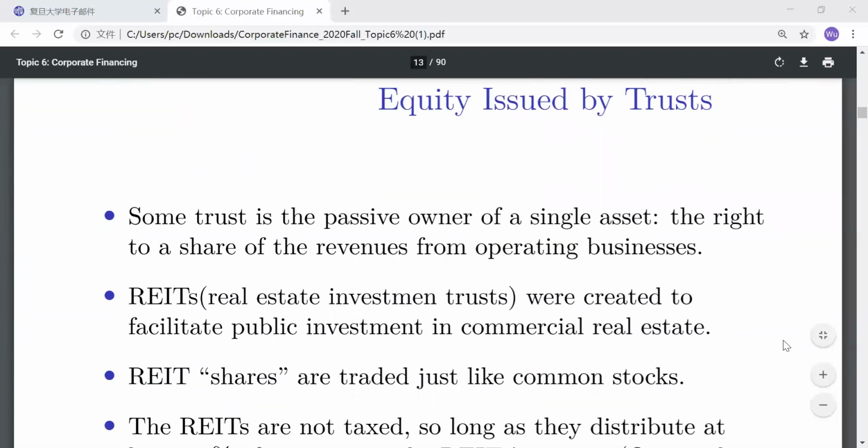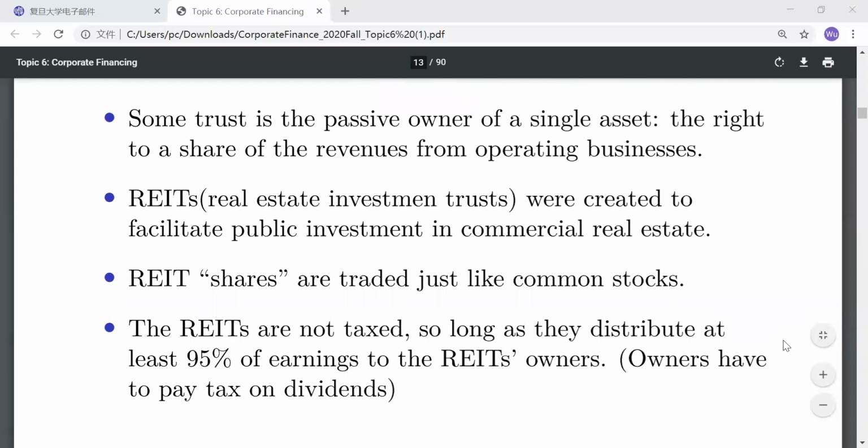There's also equity issued by trusts. So what is a trust? The trust is the passive owner of a single asset, meaning that they have the right to a share of the revenues from the operating business, like a real estate investment trust. For example, REITs were created to facilitate public investment in commercial real estate. These REIT shares are traded just like common stocks. And REITs are not taxed as long as they distribute at least 95% of the earnings to the REIT's owners. In that case, owners have to pay tax on dividends.